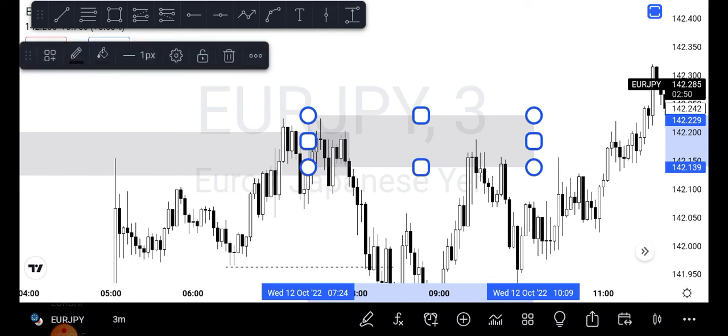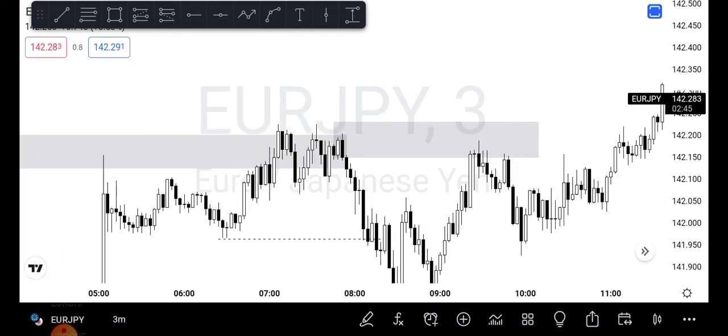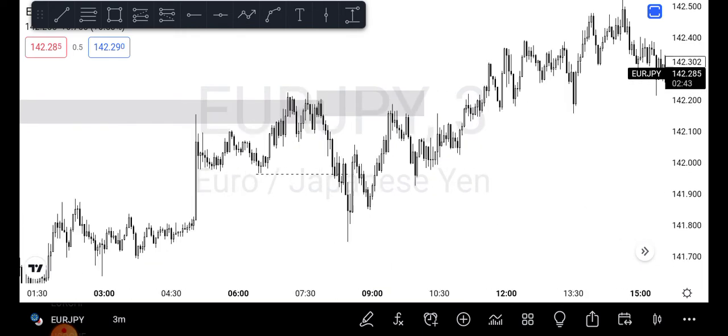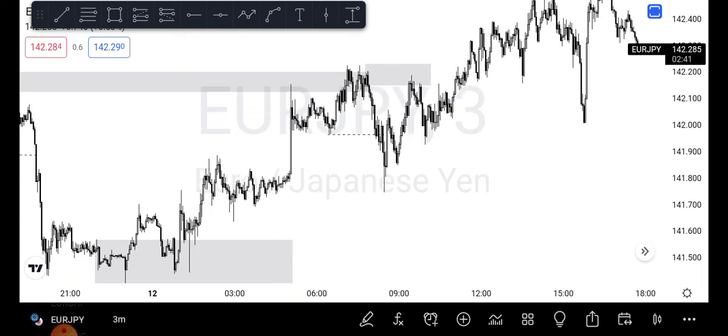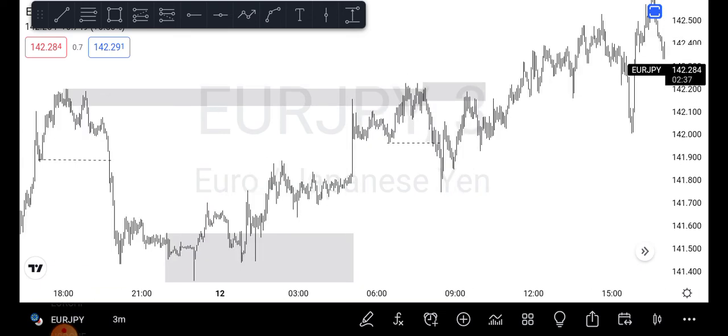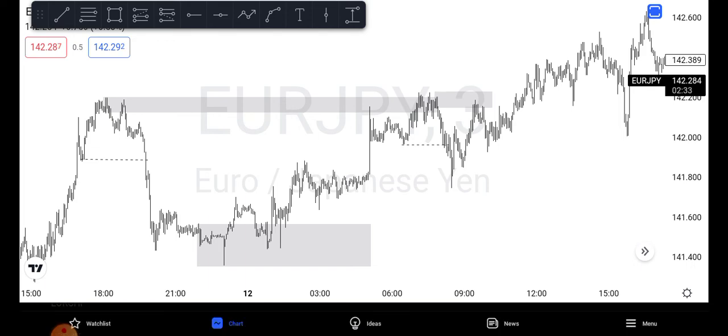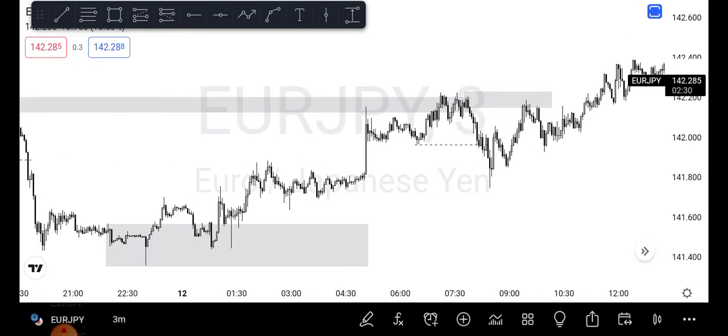I can decide to use this and I can decide to use this as well, right? So just have to do it with you testing. Okay, so that's how to mark out an order block, right? Sorry, that's how to mark out an order block.